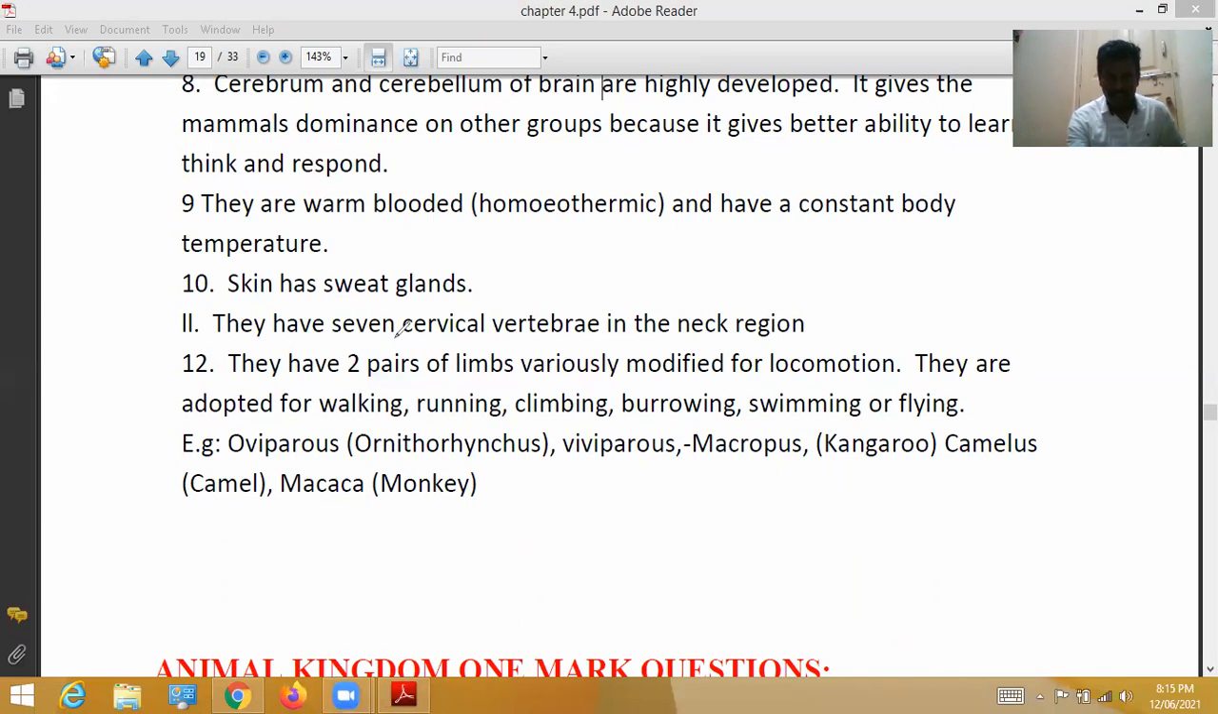They have 7 cervical vertebrae. On the dorsal side, 7 cervical vertebrae are located in the neck region. They have 2 pairs of limbs. Those are variously modified for locomotion. They are adapted for walking, running, climbing, burrowing, swimming, or flying. In all aspects, those 2 pairs of limbs help.